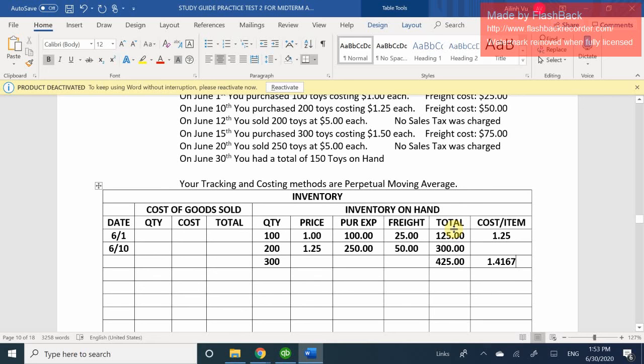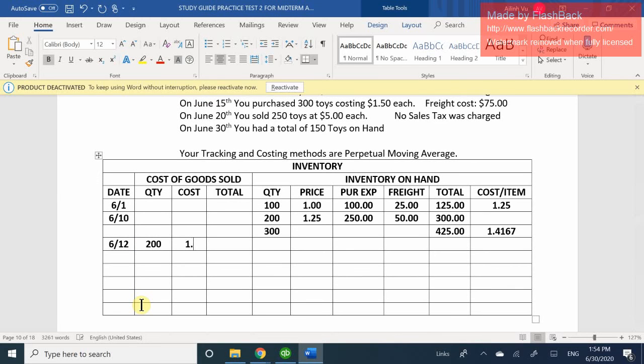Okay, so what happened on the 12th of June? Sold 200 toys at $5 each. Okay, so we're going to sell 200 items. How much are we actually selling it for? Selling it for the 1.4167.